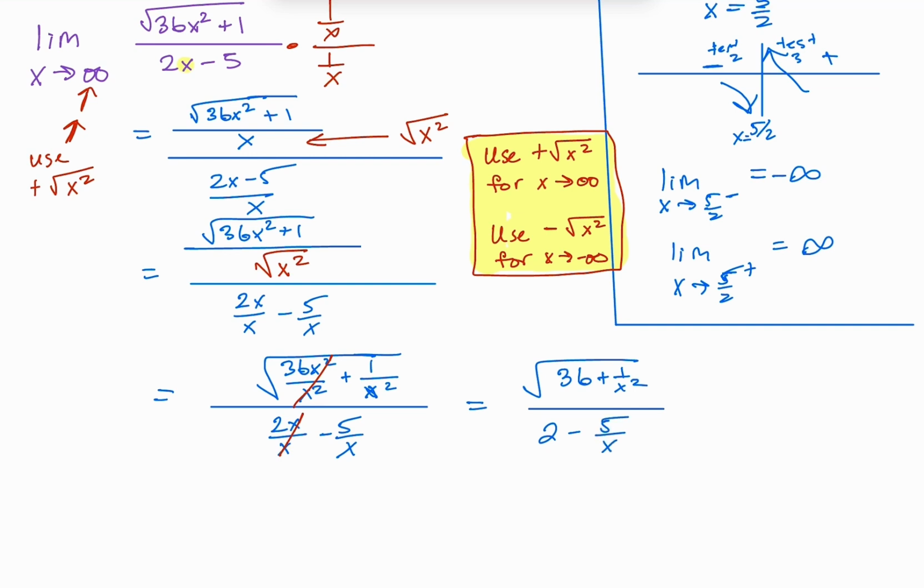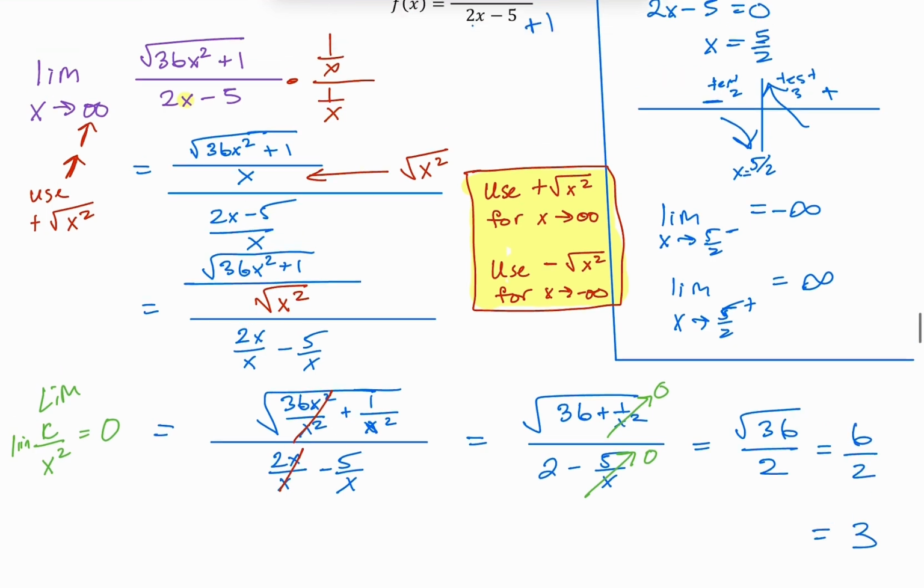And then I remember the rule that the limit of any constant over any power of x equals 0. So the limit of that equals 0, and the limit of that one equals 0. So that just leaves me with the radical 36 over 2, which equals 6 over 2, which equals 3.